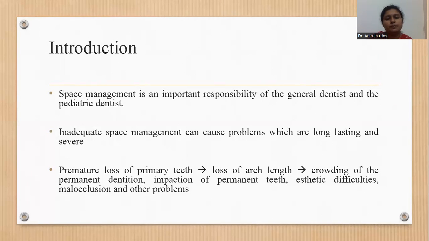The premature loss of primary teeth can lead to loss of arch length. This in turn causes crowding of the permanent dentition, impaction of permanent teeth, and aesthetic difficulties that will affect the self-esteem of the child, and causes malocclusion and some other problems such as development of aberrant habits, etc.